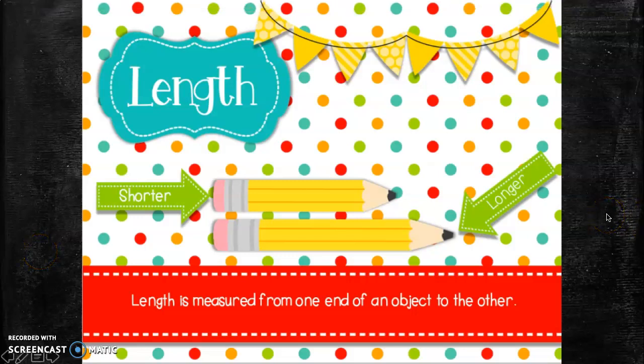So this week we're going to be learning in math measurements. Our first term in measurements is length. Length is measured from one end of an object to the other. So from this end to the other, and we use the terms longer than, shorter than, or about the same. So the top pencil is shorter than the bottom pencil, and the bottom pencil is longer than the top pencil.